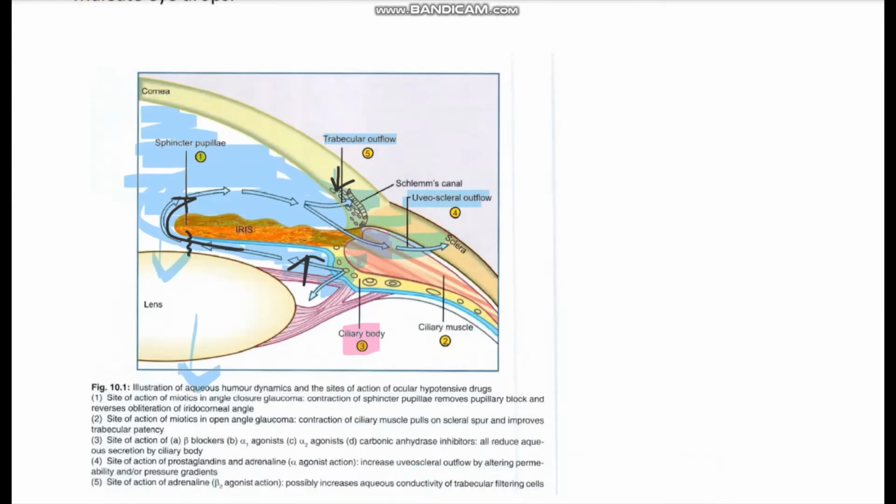Why? Because again, if you see in this diagram, you can see the site of action of beta blockers. What it does is it reduces aqueous secretion by the ciliary body by its beta 1 action. So once the aqueous secretion is reduced, there will be no buildup of any aqueous humor here and the intraocular pressure will come down. So that is basically how beta 1 blocker timolol works.